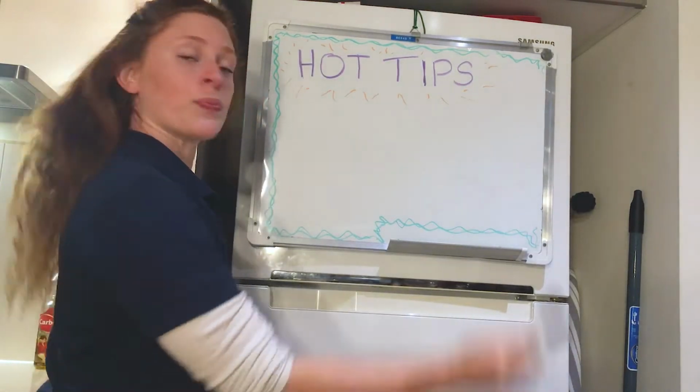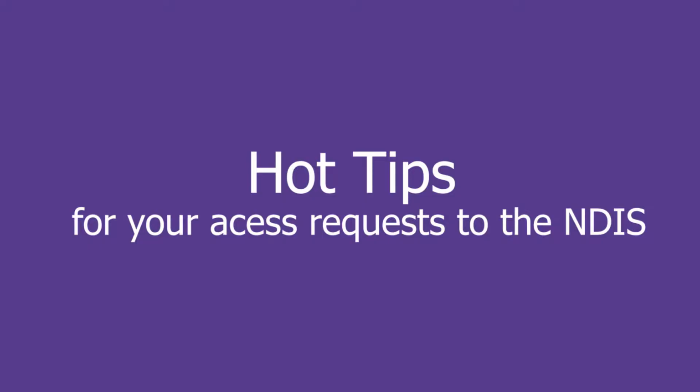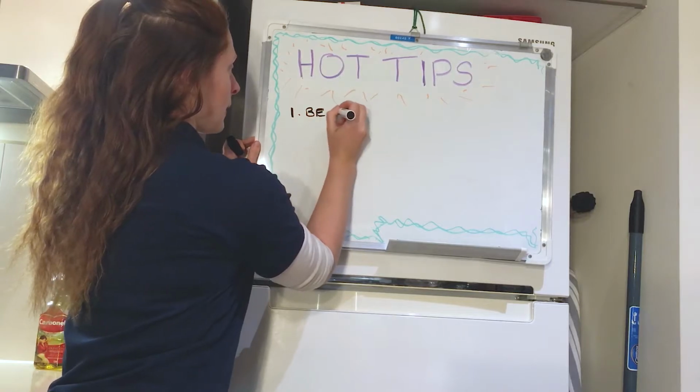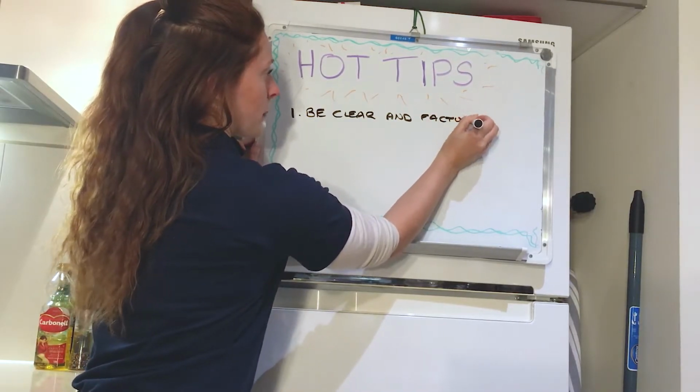Okay, so to the whiteboard, hot tips for your access request to the NDIS. Number 1, be clear and factual. I think we've covered that a lot. This is definitely number 1.